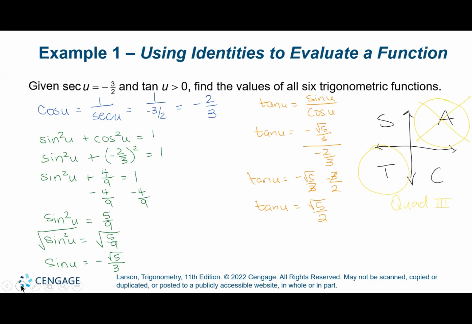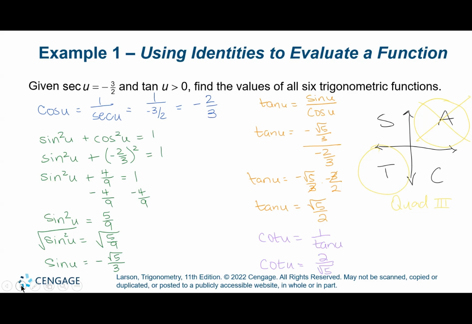All right, so now we got sine, cosine, tangent. We got secant, so we just need cosecant and cotangent, and those are not too bad. Let's go ahead and do cotangent. Cotangent is 1 over tangent. So cotangent in this problem is going to be 2 over square root 5. Make sure you check the directions to see if you need to rationalize the denominator.